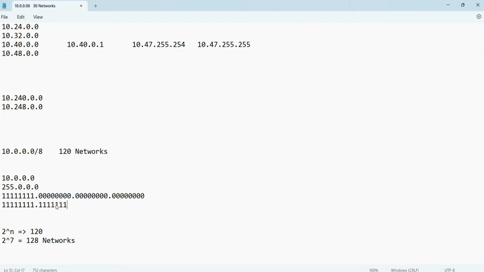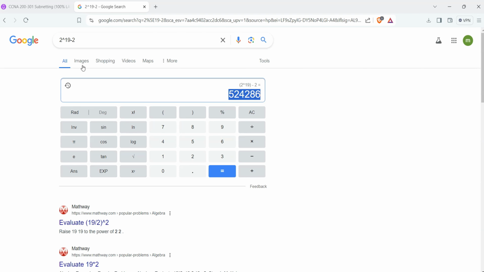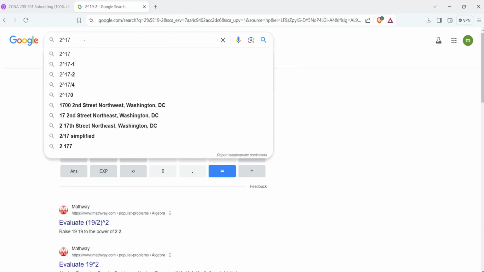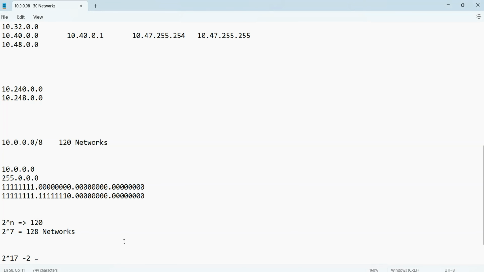1, 2, 3, 4, 5, 6, 7, 8. And these are all what? Zeros. And these are all what? Zeros. Okay. How many bits are left for the host? 8 and 8 is 16, and 1 is 17. So 2 to the power of 17 minus 2 equals what? I'm going back to my best friend, which is Google. So I'm going to say 2, watch this, 2 to the 17. Then I'm going to say minus 2 equals what? And it tells me the actual number. 131,070. 131,070 hosts per network.